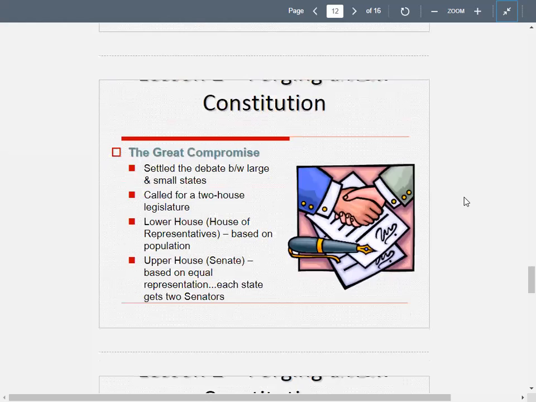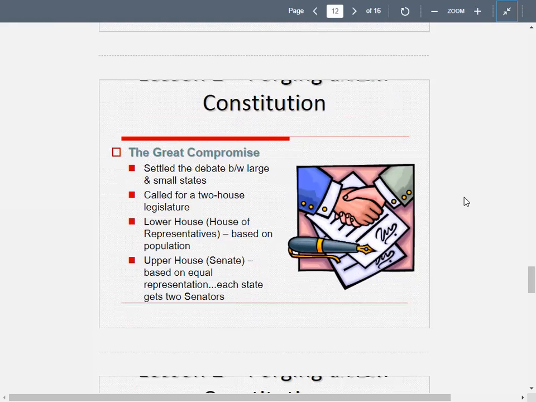So they came to an agreement. They settled the debate between the large and small states. They called for a two-house legislature. The lower house, which would be the House of Representatives, was based on population. And the upper house, the Senate, would be based on equal representation. Each state gets 2 senators.